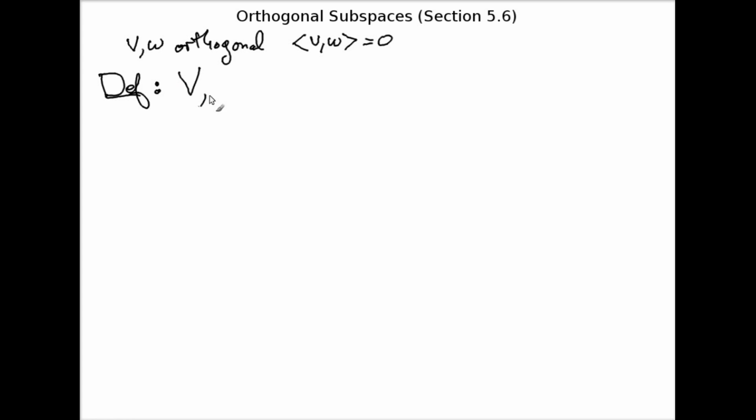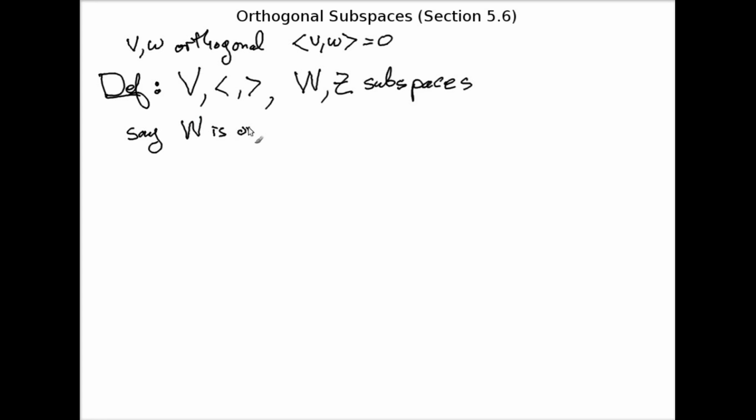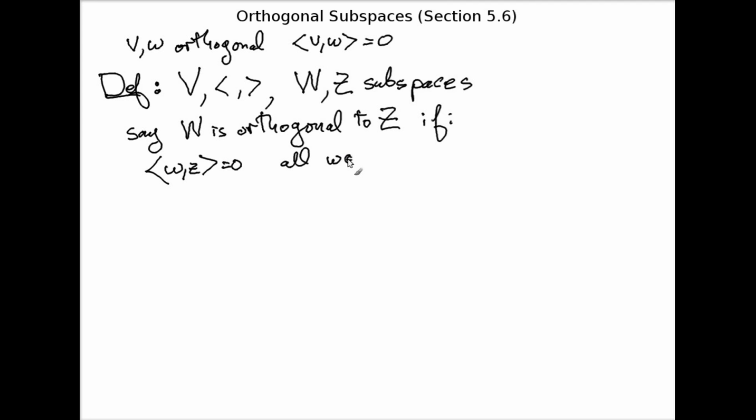So here's the definition. V is your vector space with an inner product, and we have two subspaces, W and Z. We say W is orthogonal to Z, and vice versa, of course, if the following condition holds: ⟨w, z⟩ is equal to 0 for all w in W and all z in Z.